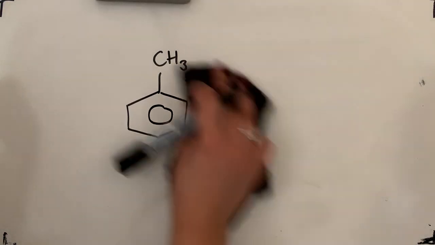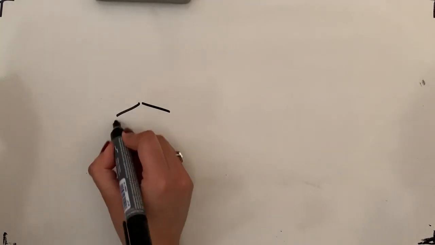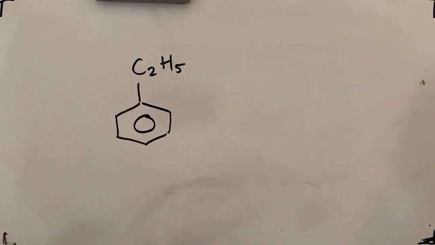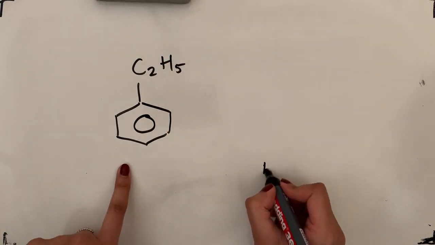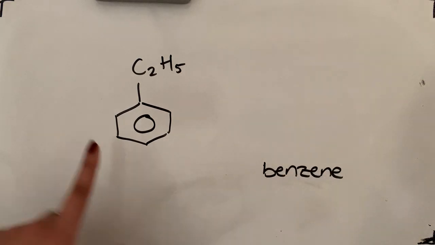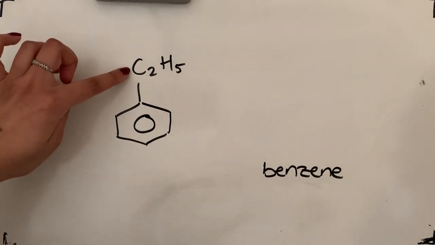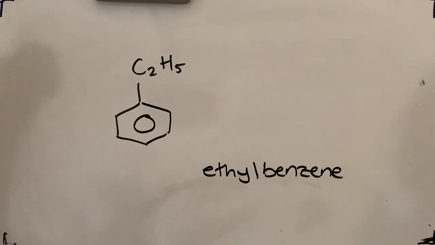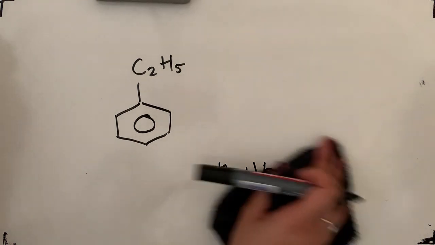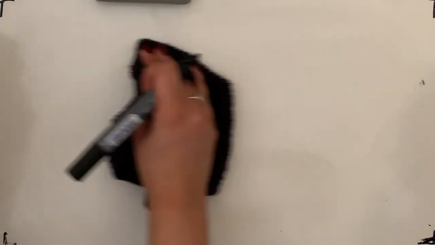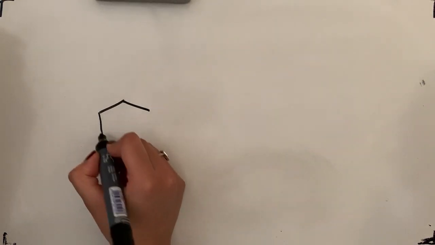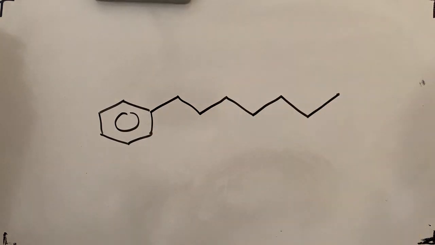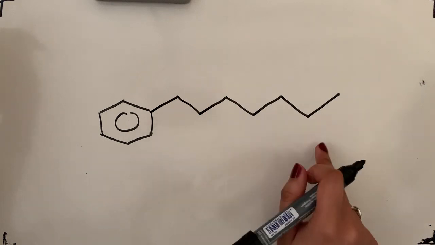Right, let's do another one. So if we've got this compound here, again the parent is our benzene, so the name is going to end in benzene, and now this alkyl group here, 2 carbons, and therefore this is ethyl. This compound here is called ethyl benzene. Fairly straightforward up until you get to 7 carbons in the alkyl chain. So if you have, I'm going to draw this out, 1, 2, 3, 4, 5, 6, 7. So as you can see, we've got 7 carbons in this chain coming off of here.